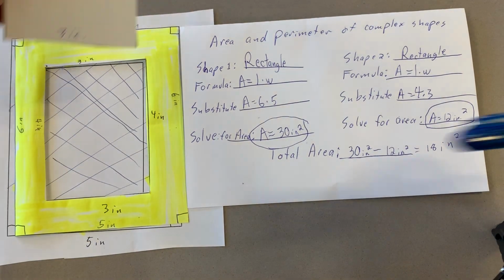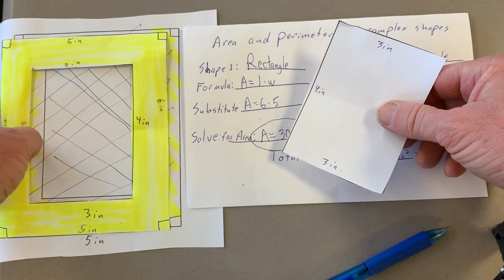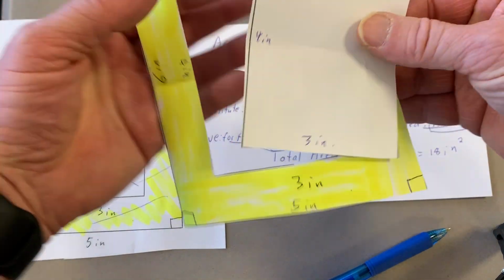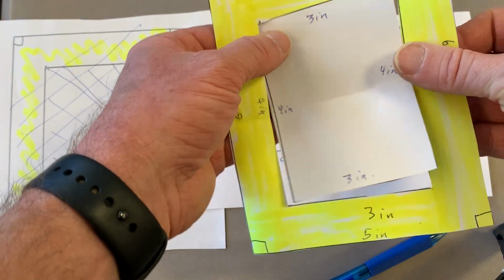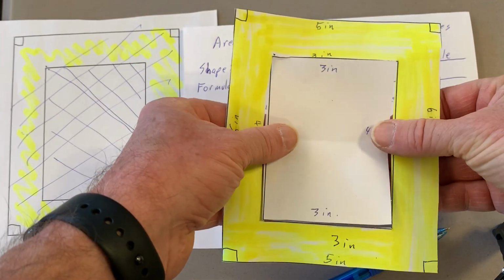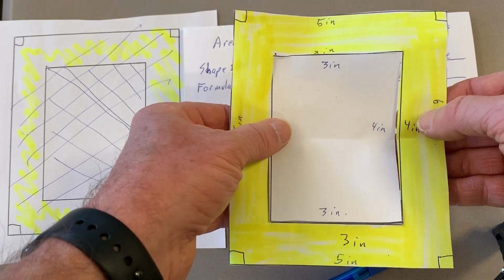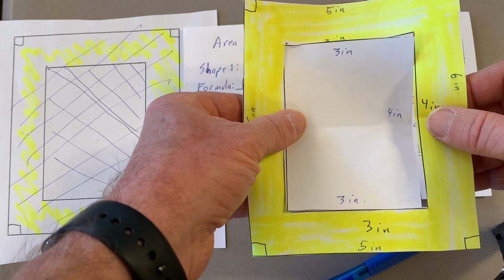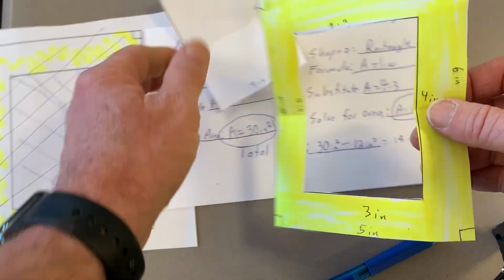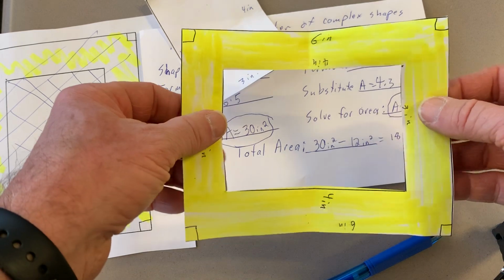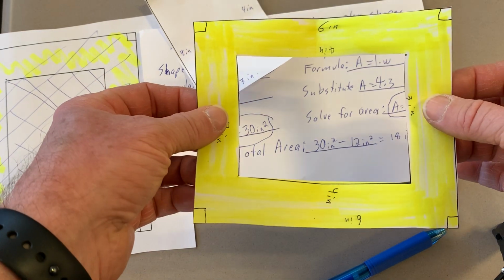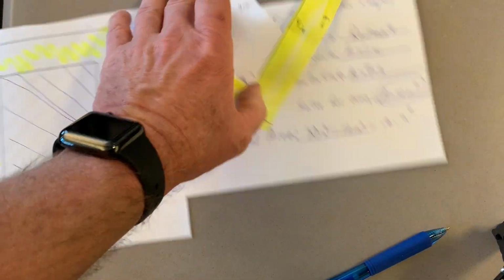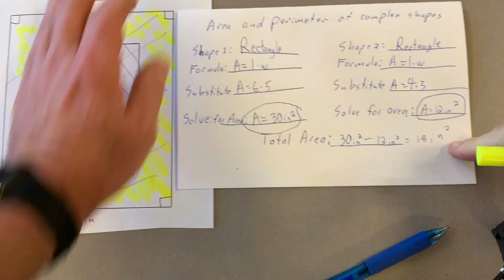Again, I cut these out so that you could see this. If I take this overall shape and I want to know just the area of the yellow portion, I take the area of the larger rectangle minus the area of the smaller rectangle, and I get just the area of the shaded area, which is what I wanted, and that comes out to 18 square inches.